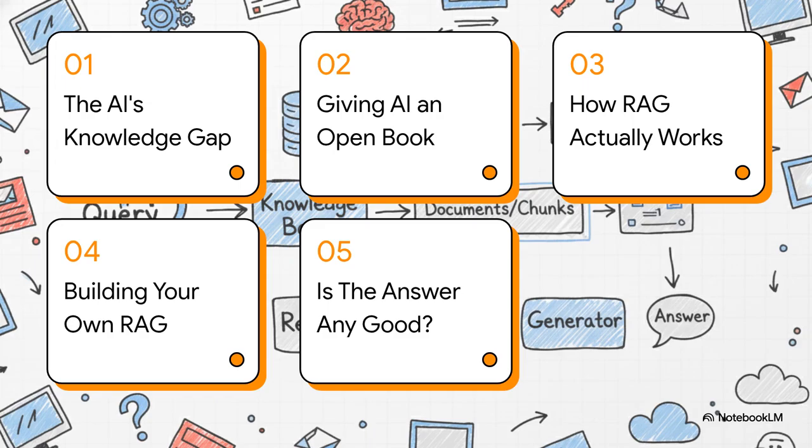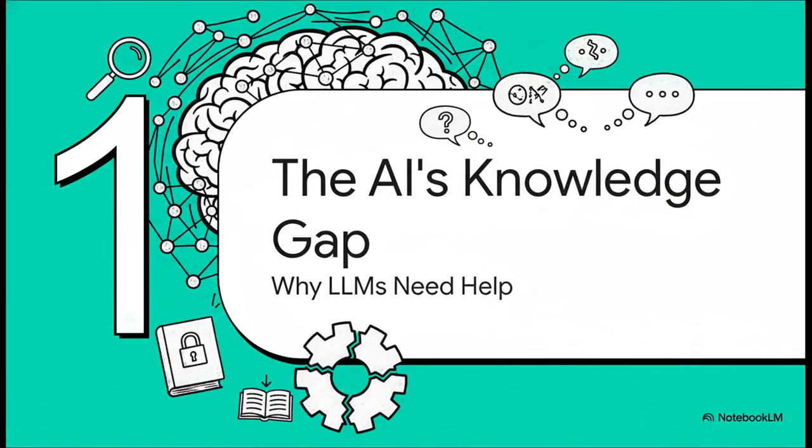All right, here's what we've got on tap. We're going to start with the AI's knowledge gap, basically why we even need this stuff. Then we'll talk about giving AI that open book, which is the RAG solution. After that, we'll get into the nitty-gritty of how it actually works. We'll even touch on how you could build your own. And finally, we'll tackle a super important question. How do you know if the answer you're getting is any good? Okay, let's dive right in.